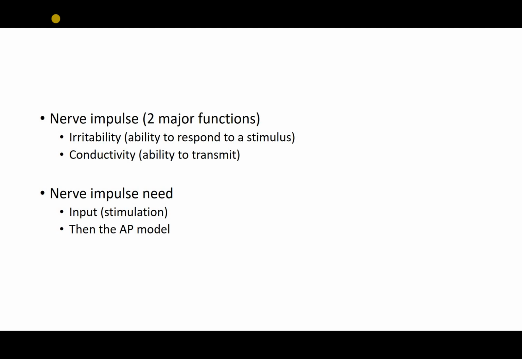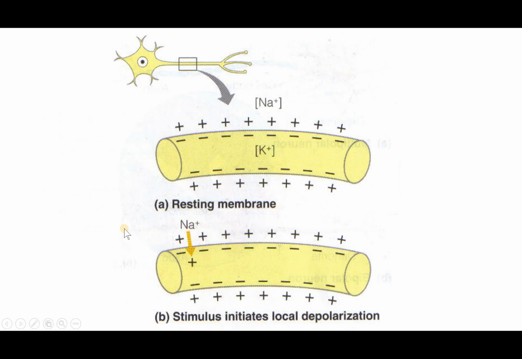Okay, in order for a nerve to work, we have to have two functions to it: irritability, which is the ability to respond to a stimulus, and conductivity, which is the ability to transmit. Now, we've discussed this before when we did muscles with action potentials, so we're basically going to revisit the same thing. And then the nerve itself will need some sort of stimulation, which is the input, the neuro input, and then we'll follow the action potential model.